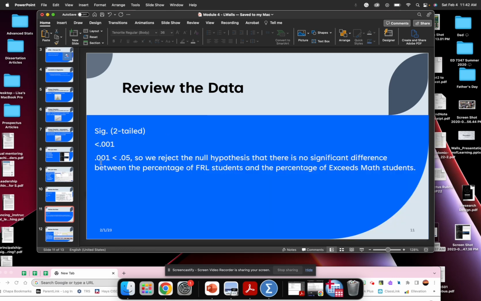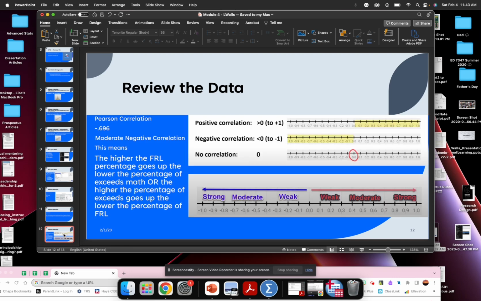So since 0.001 is less than 0.05, we reject the null hypothesis that there is no significant relationship between the percentage of free reduced lunch students and the percentage of exceeds math students. The other piece of data we're looking at is the Pearson correlation, which is a negative 0.696, which would fall here in a moderate negative correlation.